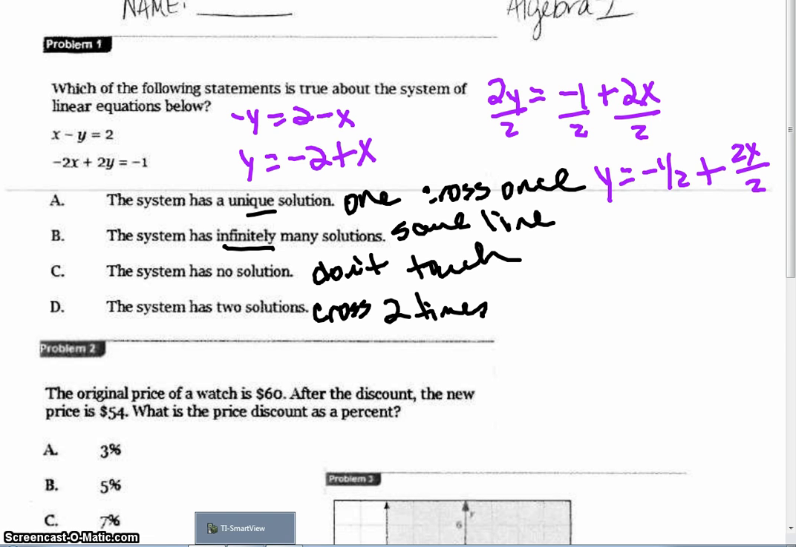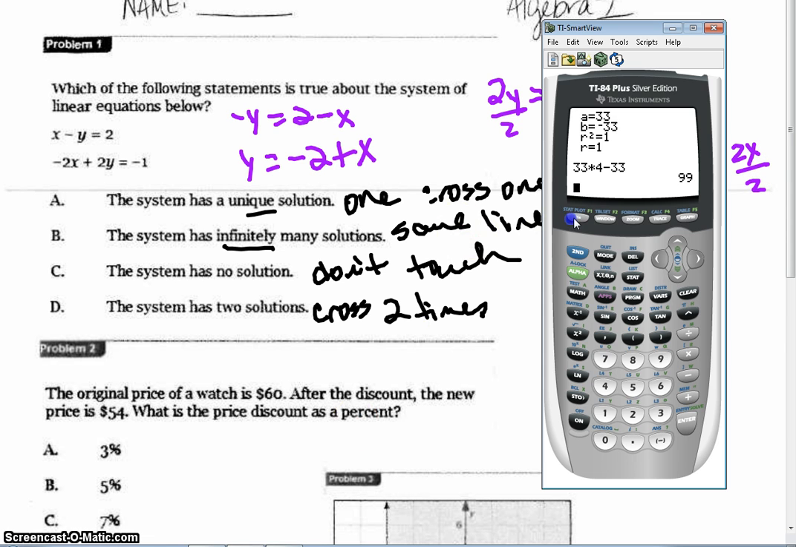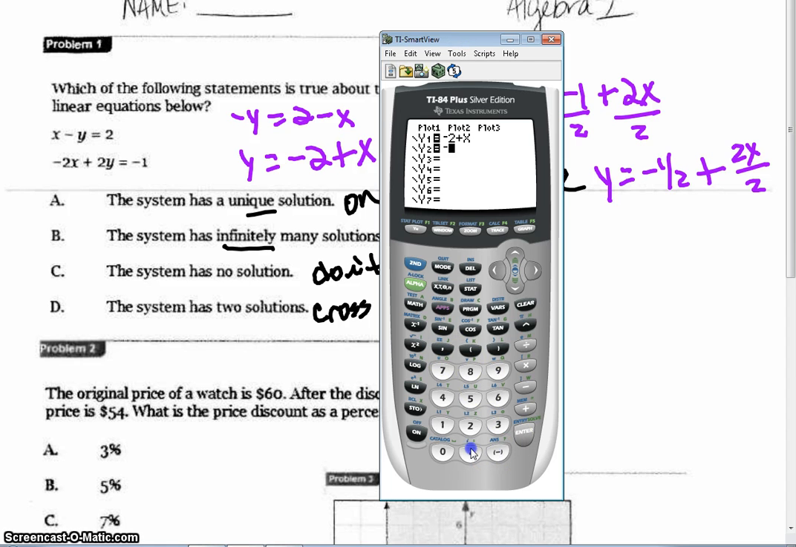I would put these in my calculator and see what happens. You should actually be able to just look at your equation and know what's going to happen. But if you're not sure, this is your backup plan. So we have negative 2 plus x at y1. And at y2 we have negative 1/2 plus 2x divided by 2. And we're going to go zoom 6 and just look at our graph.